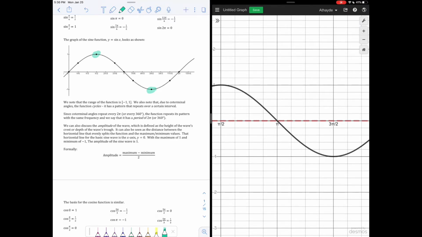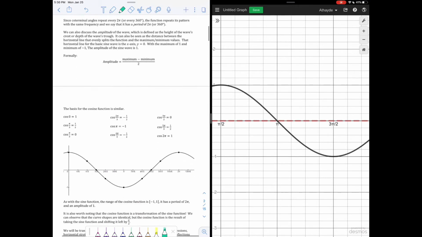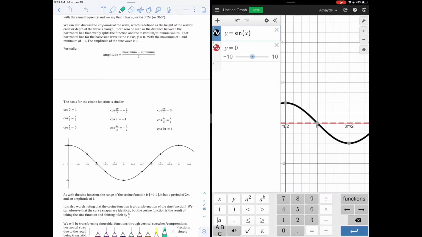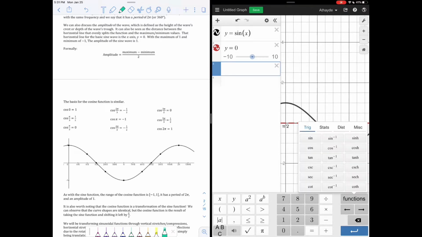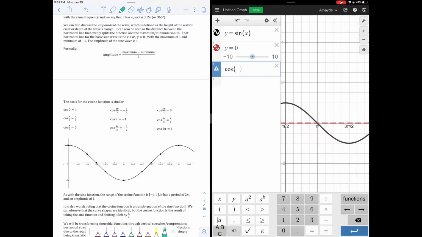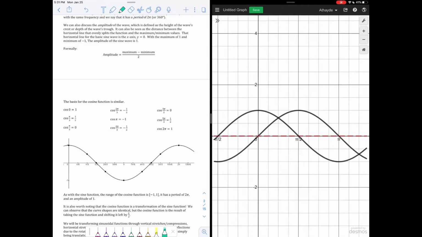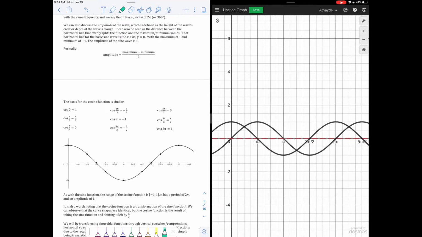Now the cosine function is very similar. It's just offset a little bit. So when you have your cosine function, that starts at 1 because cosine of 0 is equal to 1. So we see the cosine function is just like the sine function, but shifted a bit to the left. You can actually say that one is the other with a transformation. But it has that same range of -1 to +1. It has that same period of 2 pi, again because of those coterminal angles.